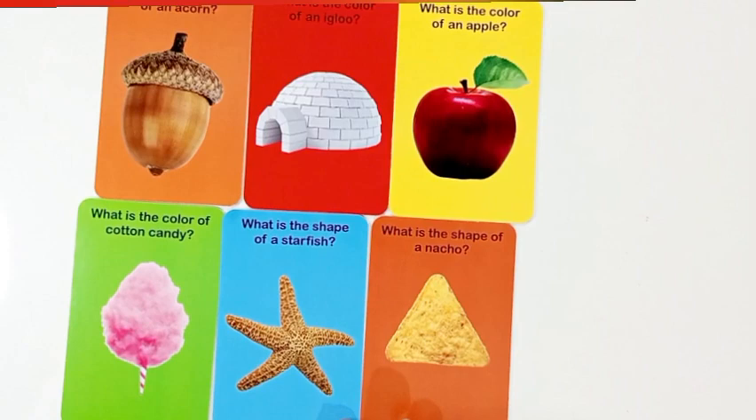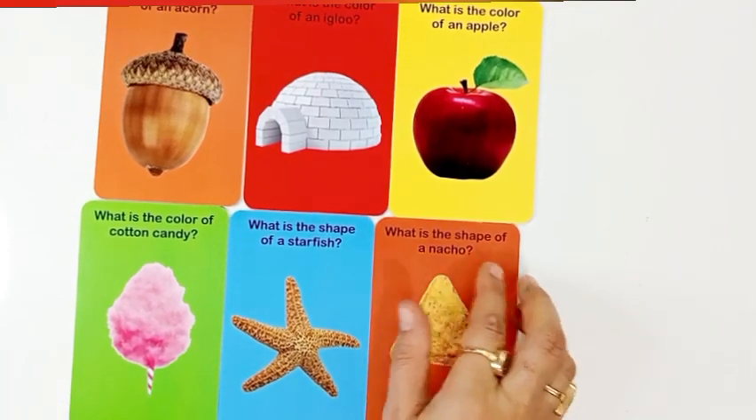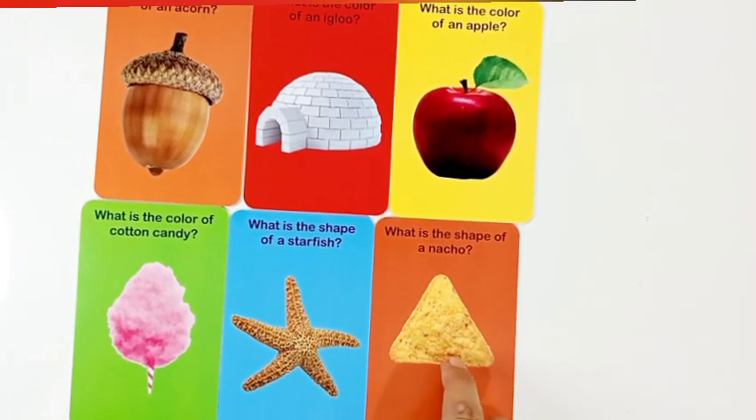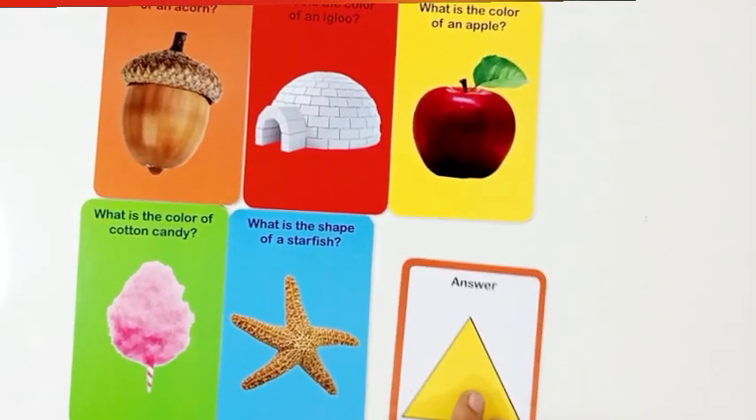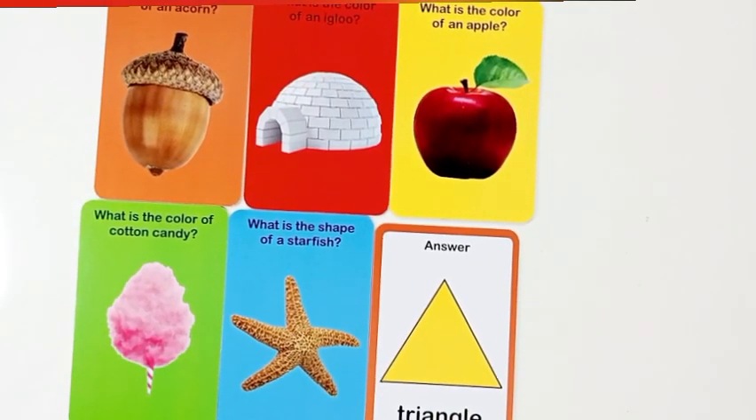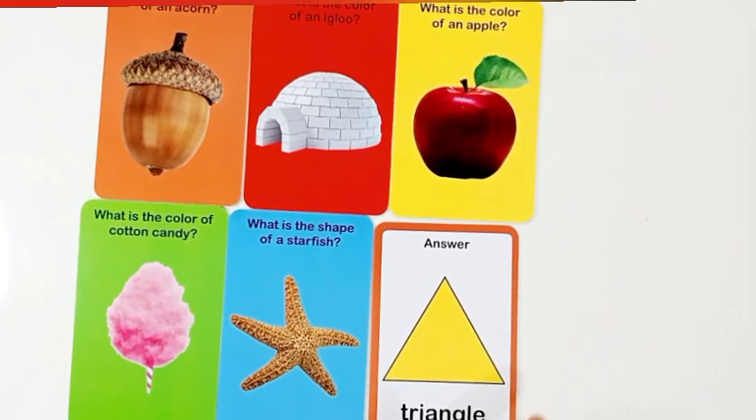What is the shape of a nacho? This is triangle. And the answer is triangle. T for triangle. T-R-I-A-N-G-L-E, triangle.